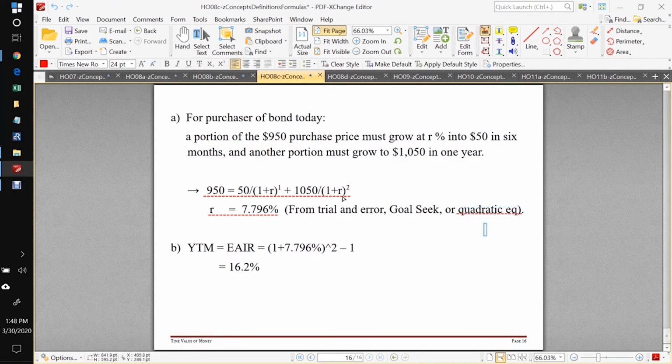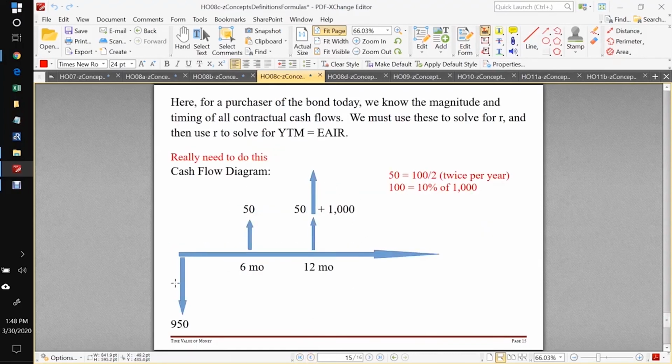And again, I don't expect that I'll give you a lot of problems where you're going to have to use the quadratic equation, but I think a good thing for me to ask would be, what would be an equation to use as a start point for finding R? And then this would be the answer to that question. And the way you'd get that would be by looking at this cash flow diagram.